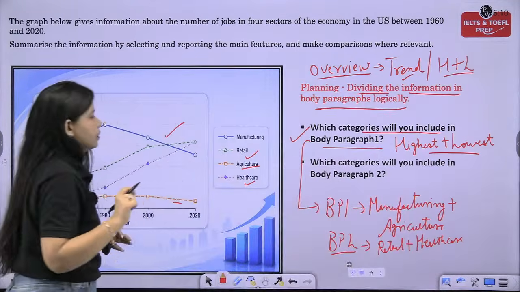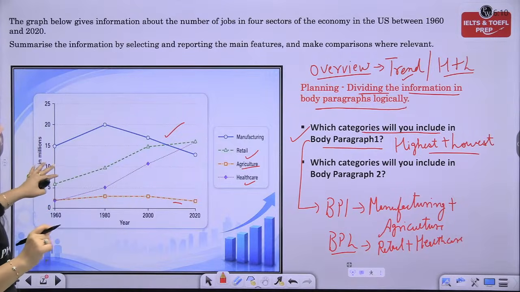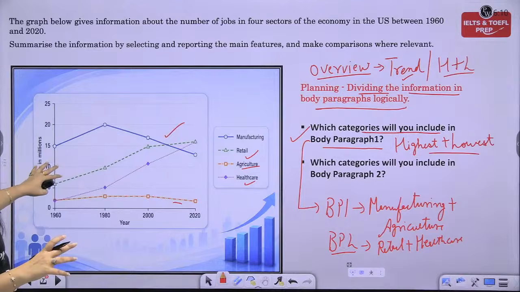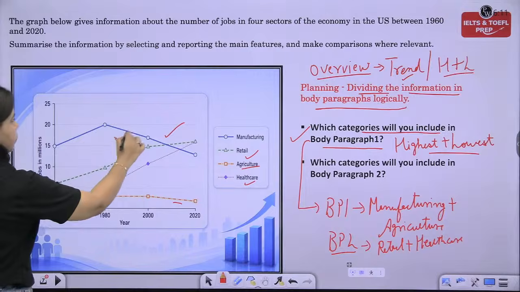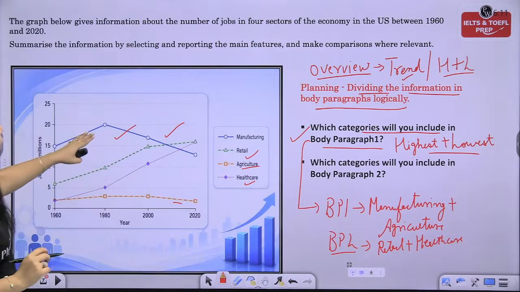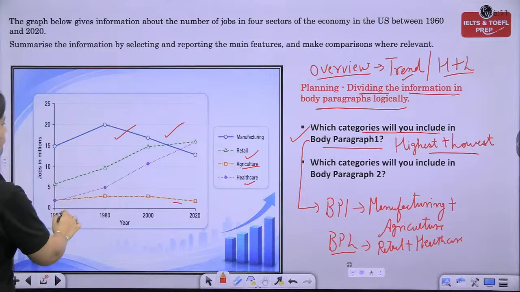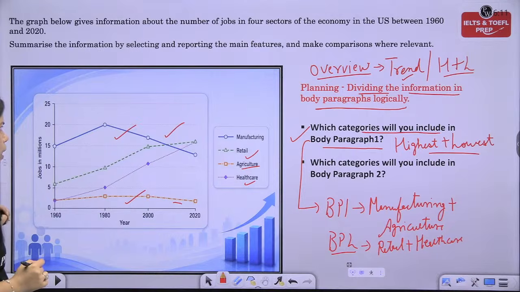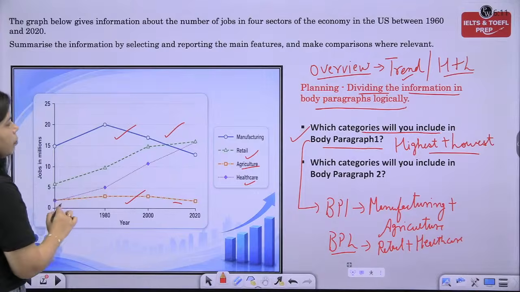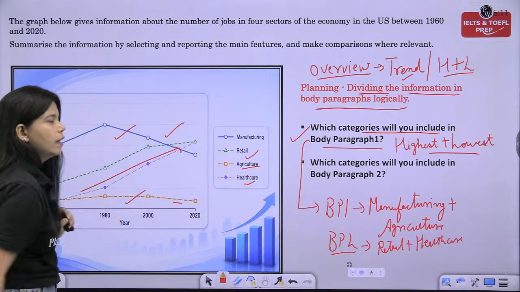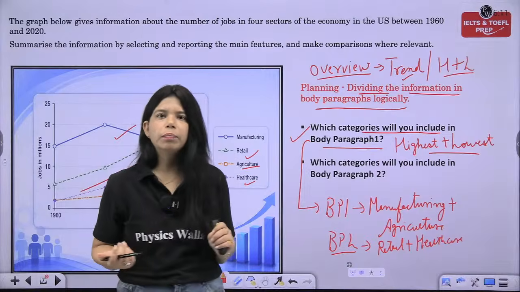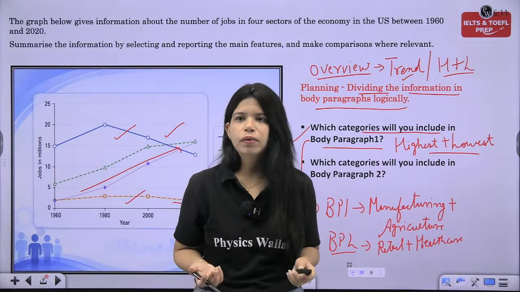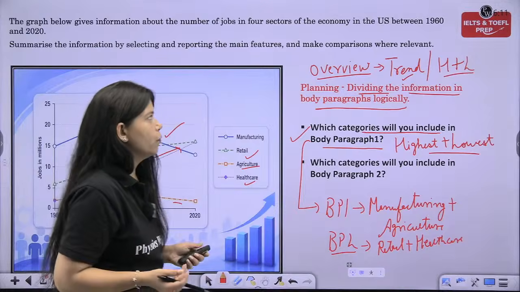For example, we can say that the highest number of jobs, or the largest number of jobs, came from the manufacturing sector for most of the given time period. The number here first increased and decreased, and the fewest number of jobs, the least number of jobs, came from the agriculture sector. The remaining two sectors, retail and healthcare, the numbers here kept increasing steadily. That's it. आपने बता दिया सारी lines का, आपने trend बता दिया, and your overview paragraph is also done and dusted.